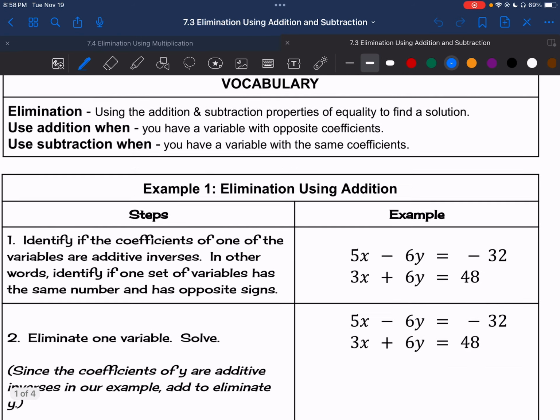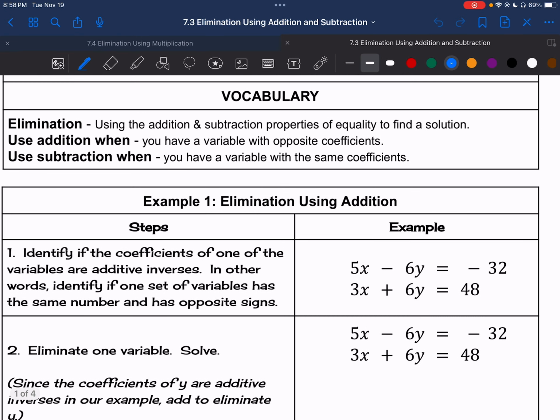Our vocabulary. The elimination method is using the addition or subtraction properties of equality in order to find our solution, which, if we don't remember, is that when we add equal things on both sides of an equation, the resulting equation is still going to be true. And so that's what we're going to be working with.